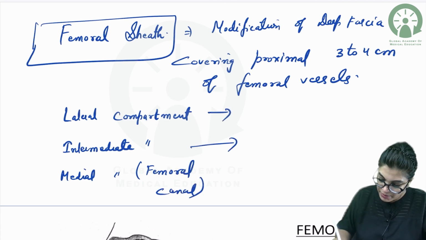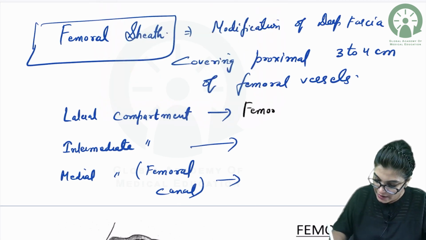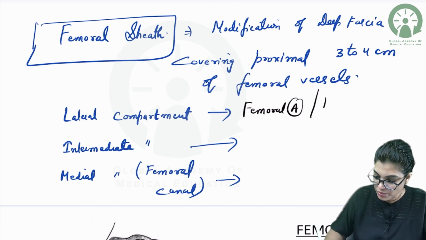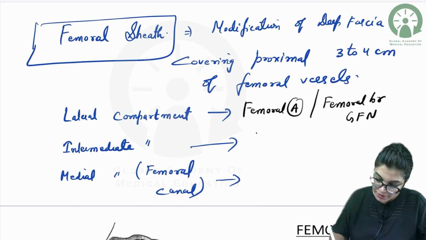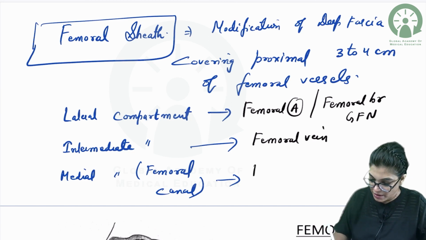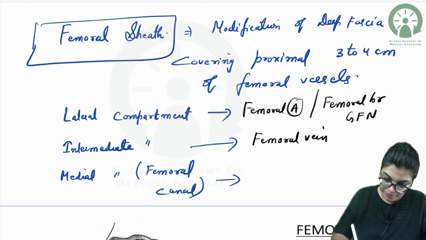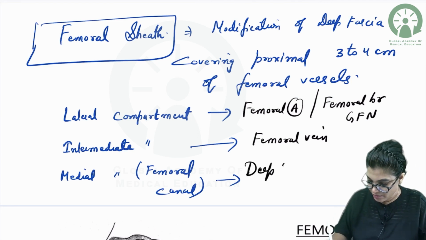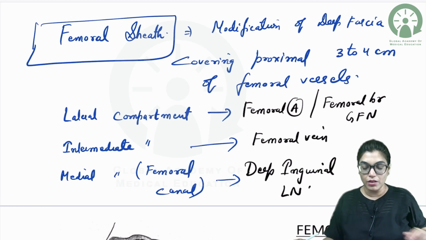The lateral compartment contains femoral artery and femoral branch of genitofemoral nerve. In short, I have written. The intermediate compartment contains femoral vein and the medial compartment contains deep inguinal lymph node. Deep inguinal lymph node is also called as lymph node of Cloquet or Rosenmuller.